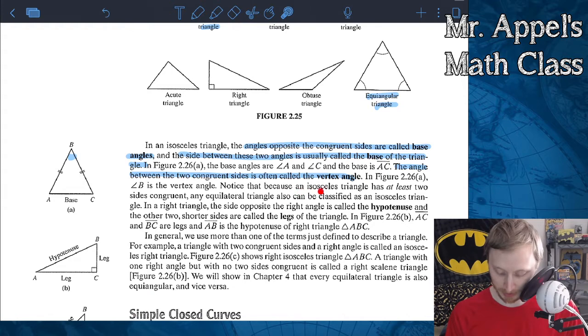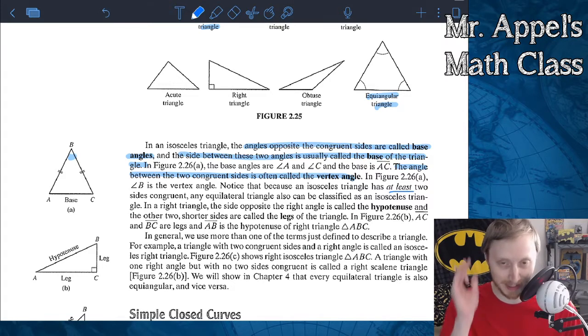Notice that because an isosceles triangle has at least 2 sides congruent, any equilateral triangle can also be classified as an isosceles triangle. It's that at least part. They didn't say exactly 2, at least 2. 3 is at least 2. Oh, yeah, I guess you're technically correct, right? That's what we're all about here. Technically correct is the best kind of correct.